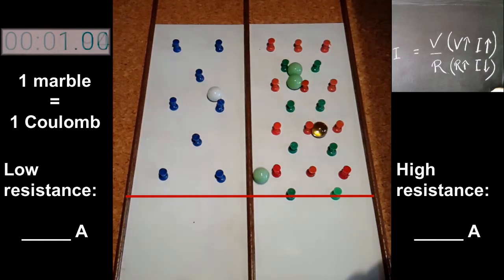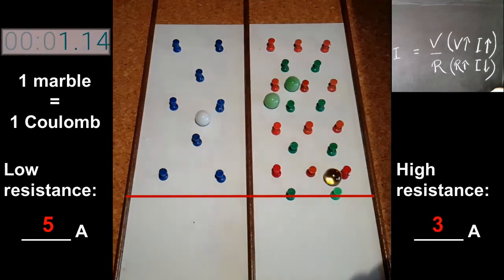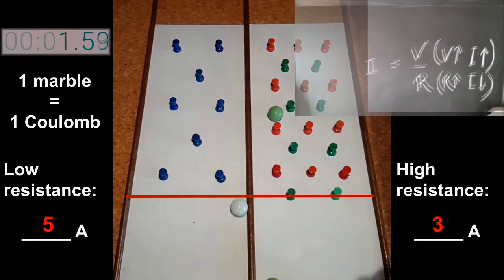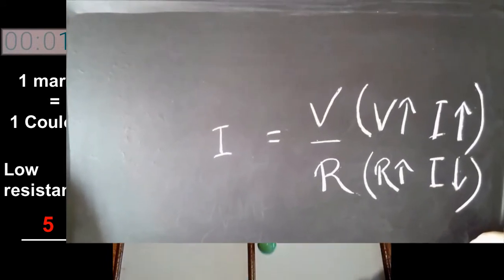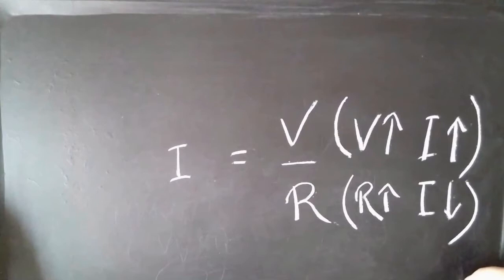Let's pause it at 1 second. On the left, 5 coulombs have passed that line in 1 second, that's 5 amps. And on the right, 3 coulombs have passed in 1 second, that is 3 amps. So there you could see that if you increase the resistance while keeping the potential difference the same, which was represented by the height of the ramp, then you would get a decrease in current.